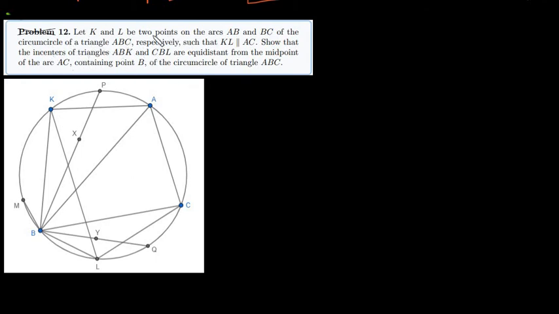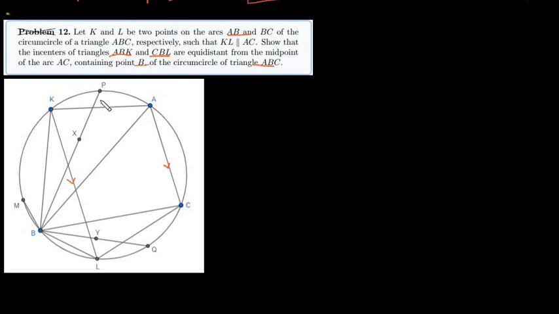So we have K and L are 2 points on the arcs AB and BC. So we have a triangle ABC here. And on these arcs, arc AB and arc BC, we have 2 points such that KL is parallel to AC. So this is true, we have an isosceles trapezoid here. So show that the incenters of ABK and CBL are equidistant from the midpoint of the arc AC, containing the point B of the circumcircle of ABC.